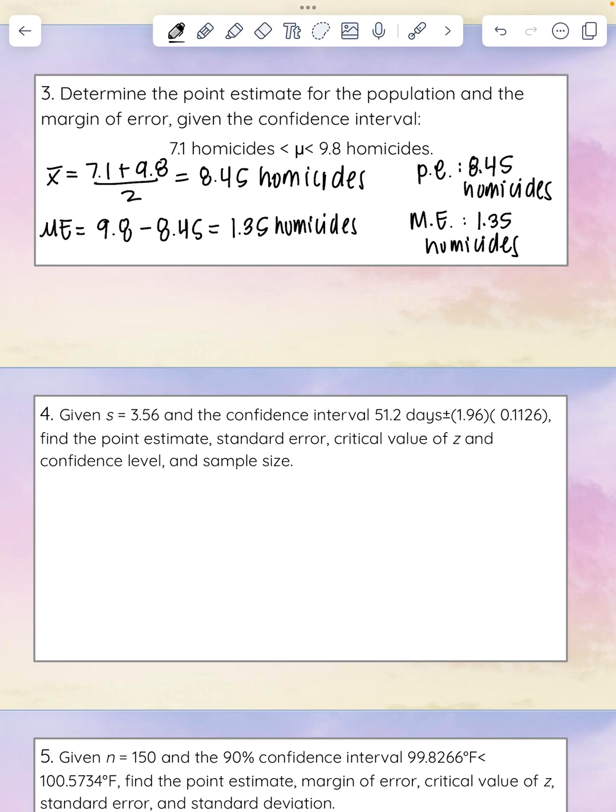Okay, here we have a confidence interval, and we are going to find all of those things it's asking for: the point estimate, standard error, critical value of Z, and confidence level. So when it's in this format, it's the point estimate plus or minus critical value of Z times the standard error, 0.01126.